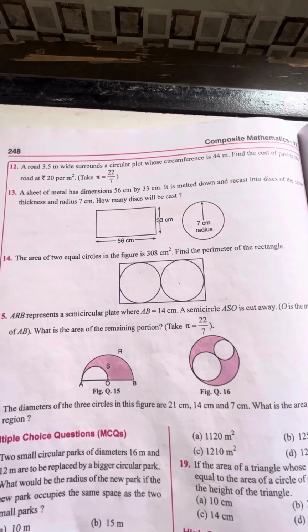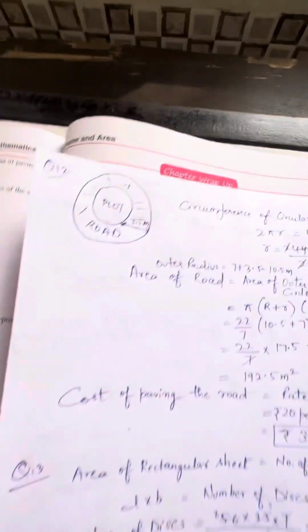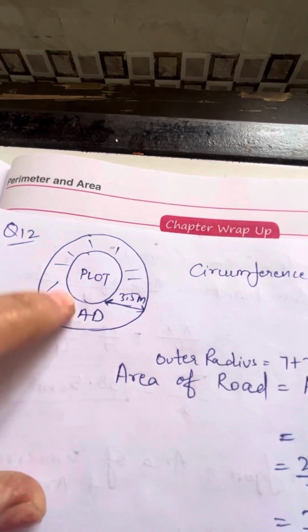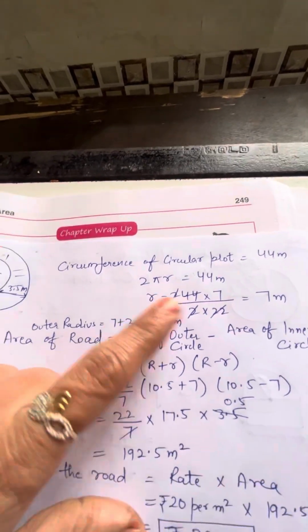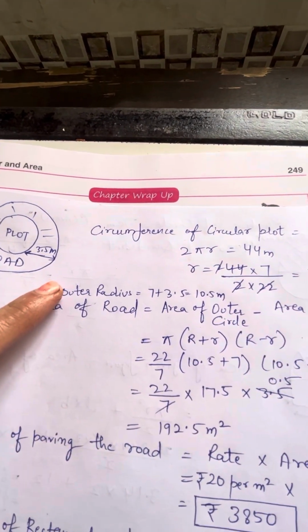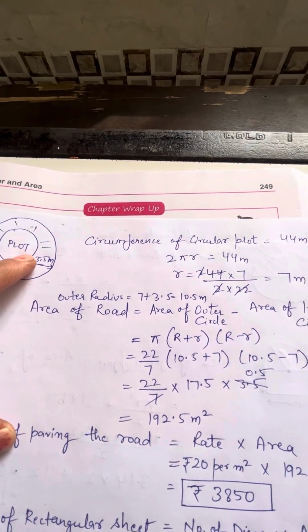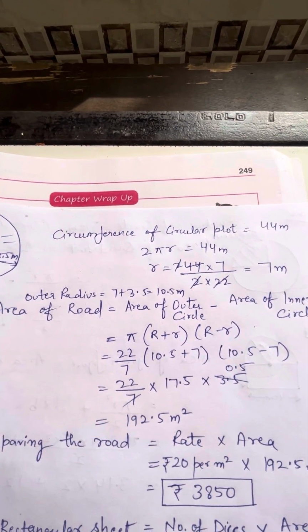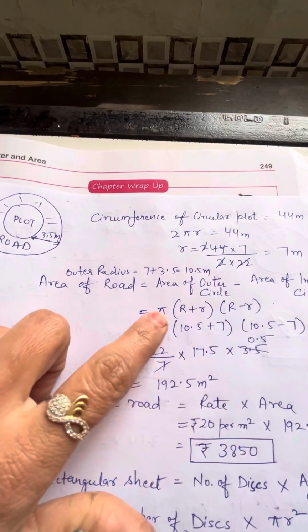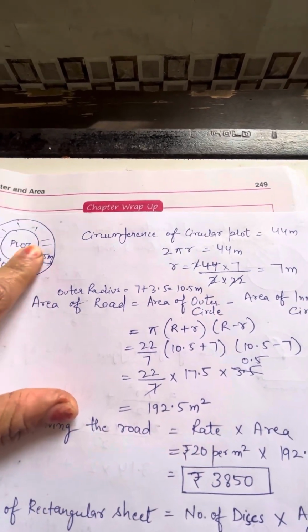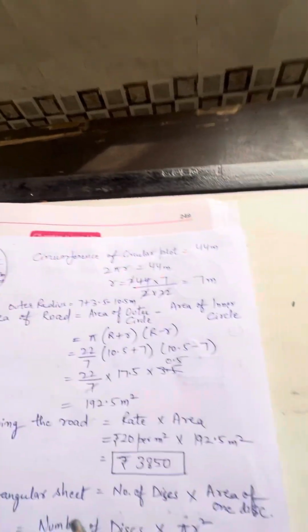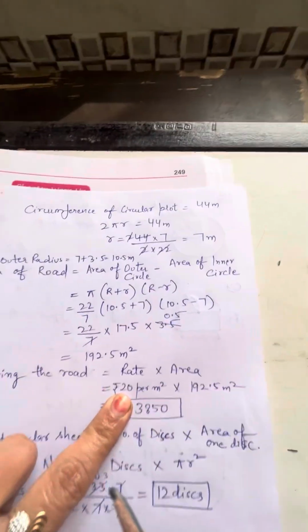Next, question number 12. A road surrounds a circular plot. Okay, this is your road. This width is 3.5 meter and the circumference of the plot is given. So from the circumference we will get our radius, that is 7 meter. Then the outer radius becomes 3.5 plus inner radius. So outer radius is 10.5, inner radius is 7 meter. Okay, you will again use that same formula to find the area of this road. And in this question you have to find the cost. So for the cost you have to multiply the area by 20.